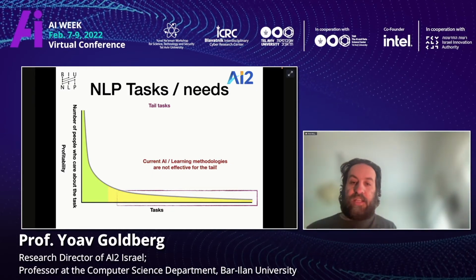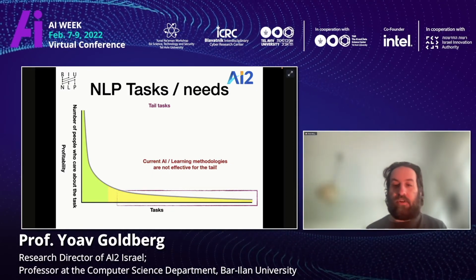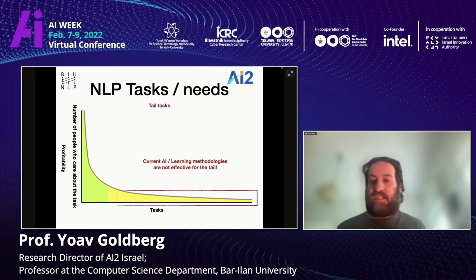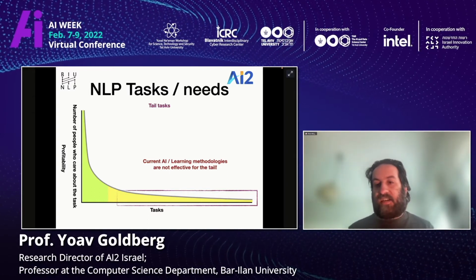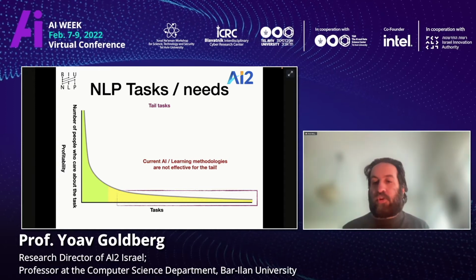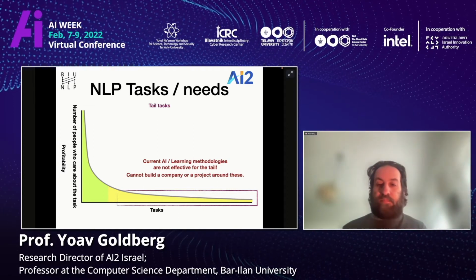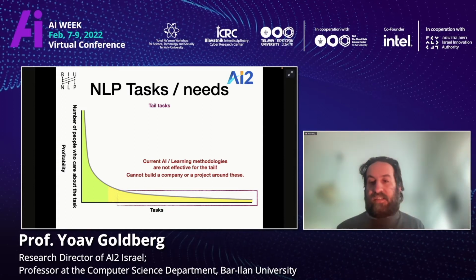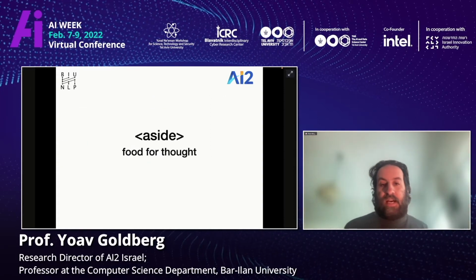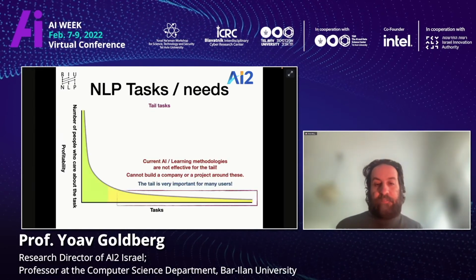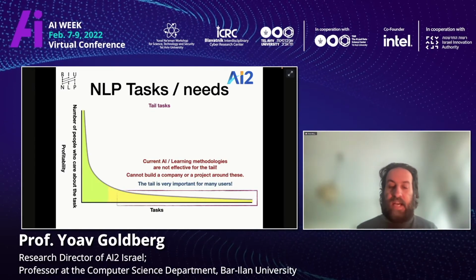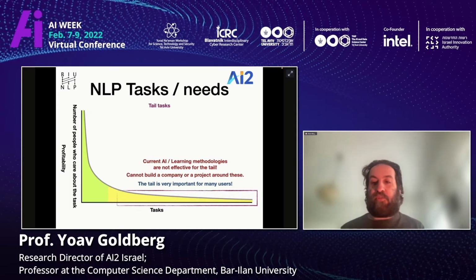Basically, the current way we do AI or learning is not effective for the tail because you have to create data for each task, and it's really not worthwhile, right? There is a lot of effort here, and you cannot build a company or a project around this, right? It's just not worth the effort. Let me skip this. But the tail, I will argue, is very, very important for many users, right?